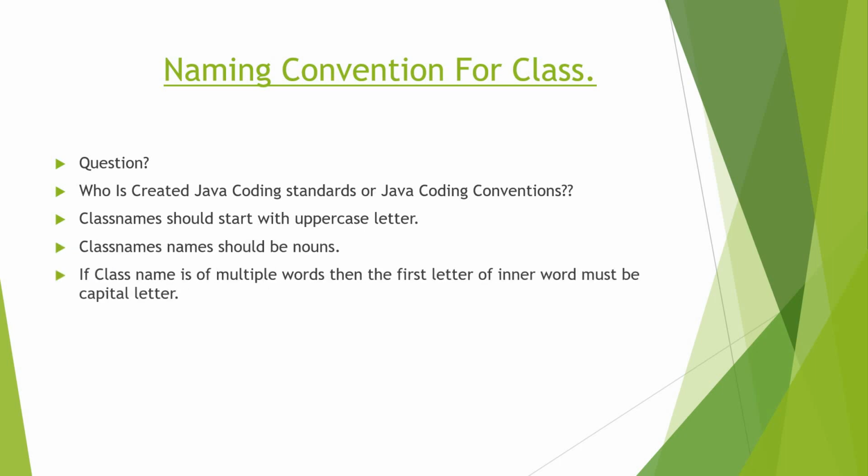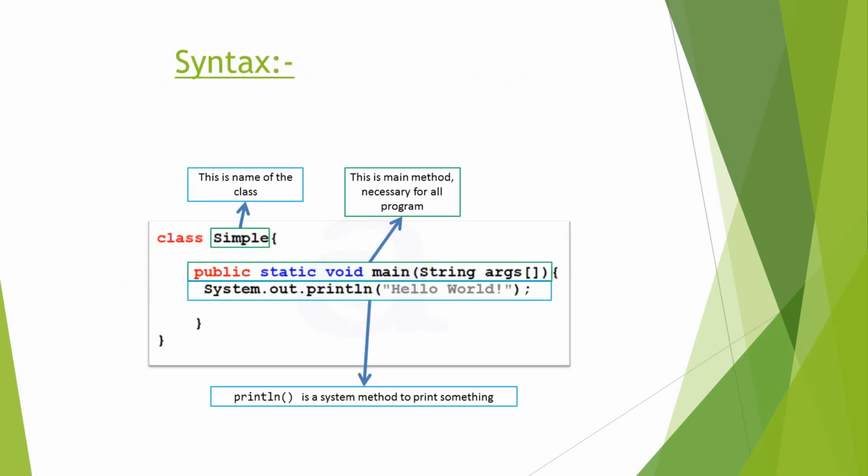If a class name is of multiple words, then the first letter of each inner word must be a capital letter. Let's understand with examples like Employee, EmployeeDetail, ArrayList, TreeSet, and HashSet. Here you can see the first letter of each and every word is capital. In EmployeeDetail, the connected word's first letter is capital.